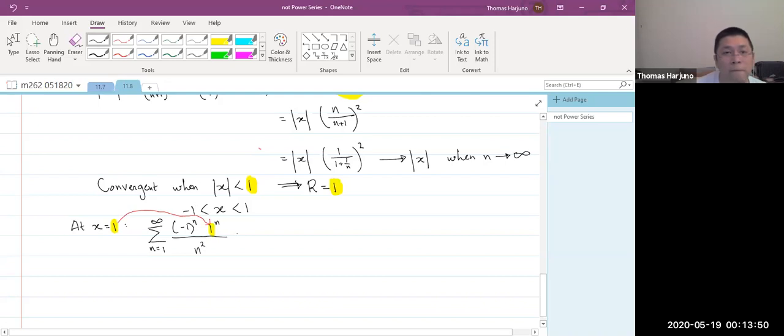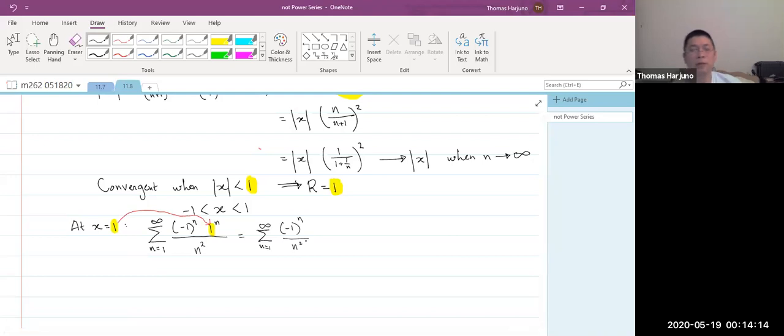Is it okay? Which is equal to the sum from n equals 1 to infinity of (-1)^n over n squared. Is it right? Yeah.